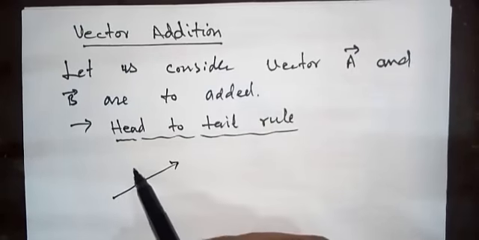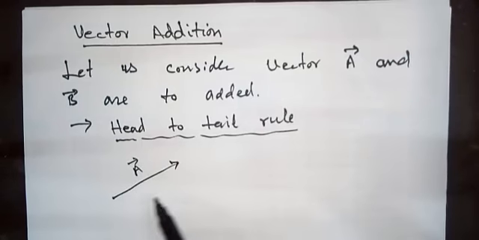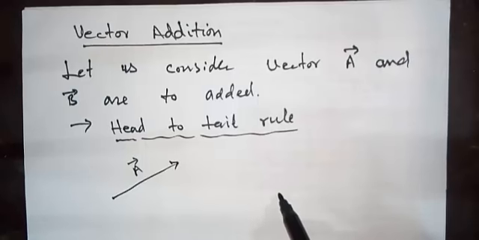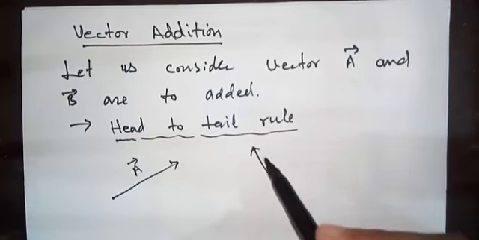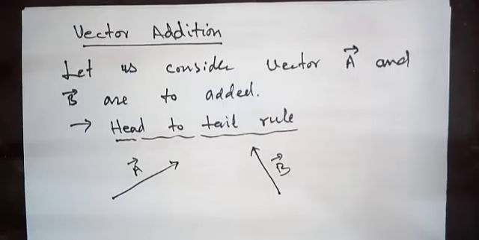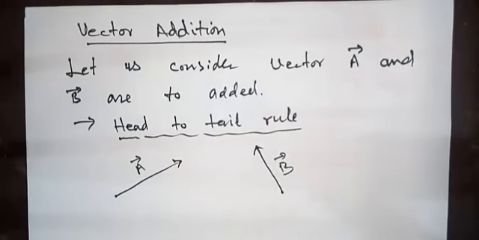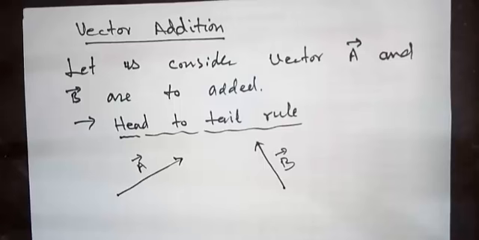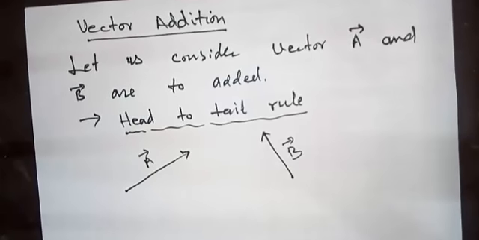like this, that is vector A is placed in a plane in this direction, and there is another vector which is vector B, and that vector is placed like this. It has its own direction. So we are asked to add these two vectors, and as I have said earlier, these two vectors can be added by head to tail rule. So what does it mean by this?